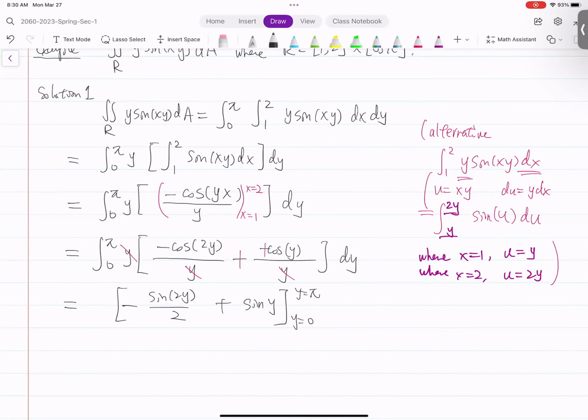And now you see, okay, for sine of y, sine of 2y, if you plug in pi, you will get sine of pi, which is 0. Sine of 2 pi is 0. When y is 0, for both, they are 0.